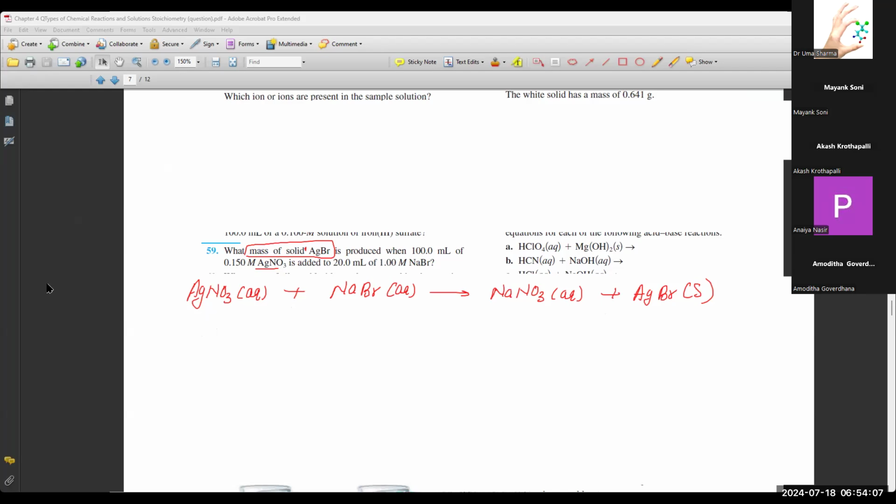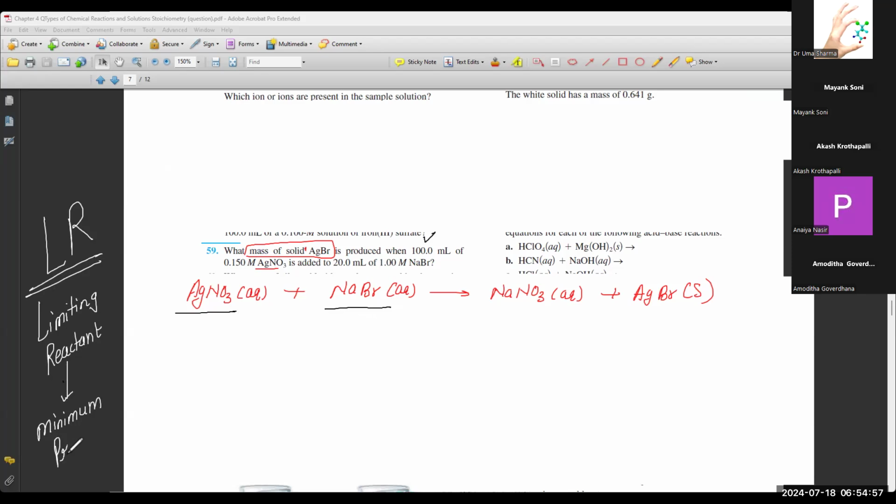Now, they have given the volume. Here I can use M1 V1 equals M2 V2. Amodita, can you see the moles are same, balanced, 1:1:1:1. Okay, but here there is a problem. AgNO3 is given to me, NaBr is also given to me. This is a question of limiting reactant. You have done limiting reactants with me earlier. It's a question of limiting reactant. Limiting reactant will give you minimum product. Remember? Minimum product. So let's see who is the limiting reactant.